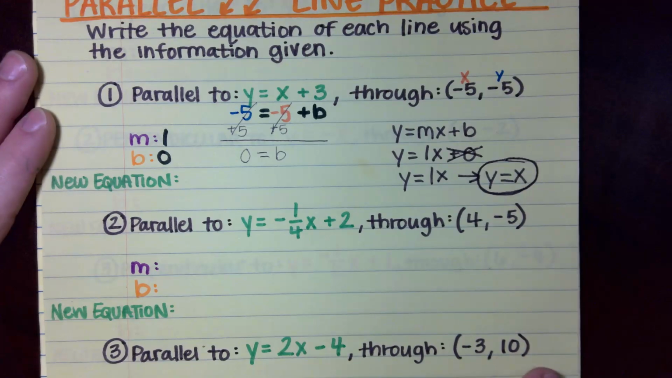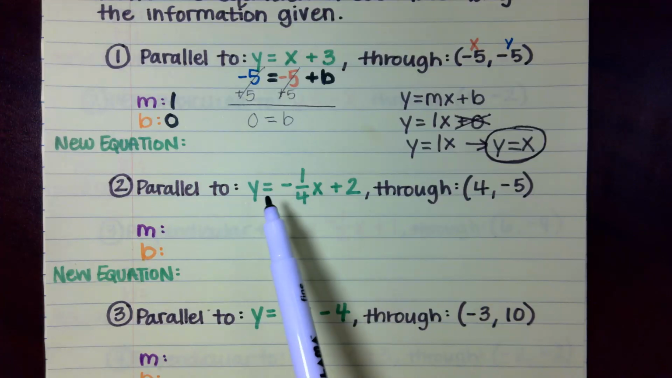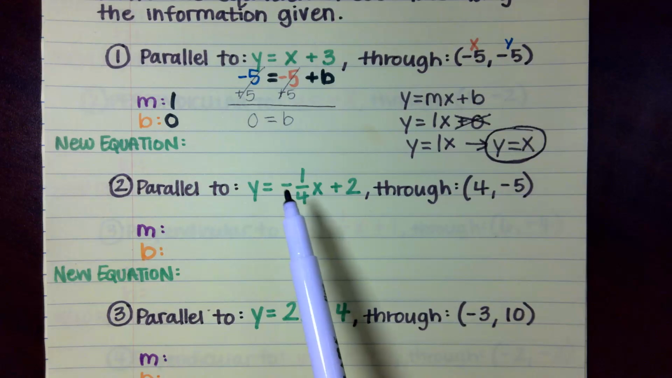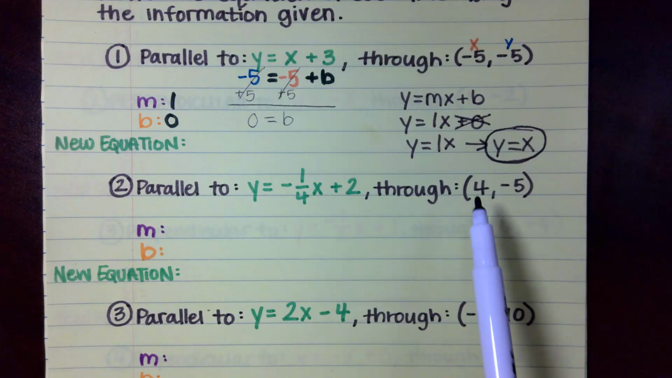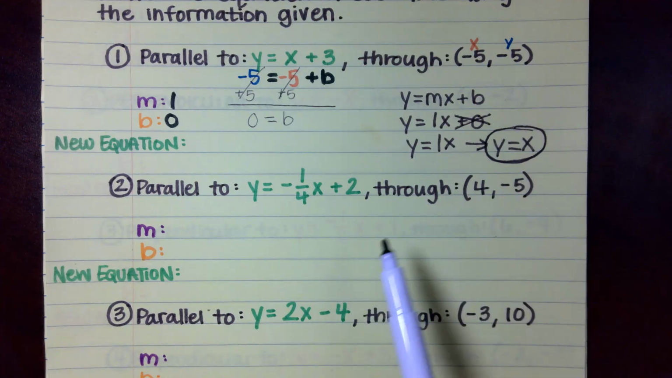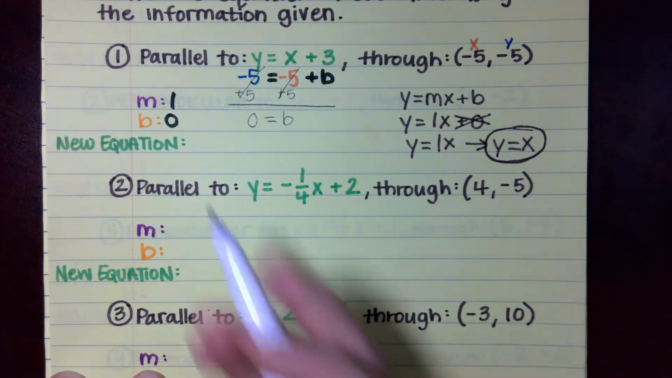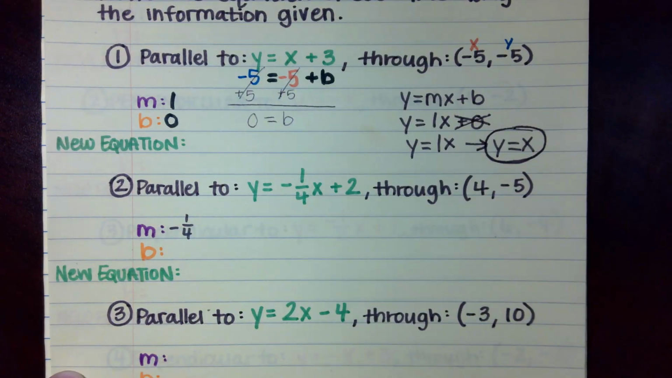Okay. Let's look at number 2. I want to find the equation of the line that is parallel to y equals -1/4 x plus 2 and goes through the point (4, -5). First, let's identify our slope. Parallel lines have what kind of slope? The same. They just have the same slope. So what's the slope of our new line? -1/4. So I'm going to write that over here, just to keep track of it. So we have our slope.